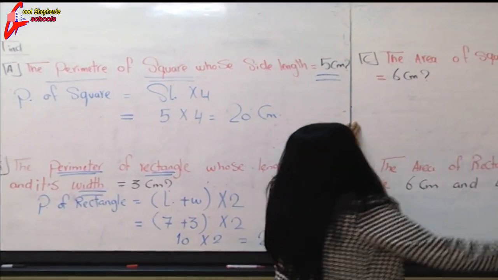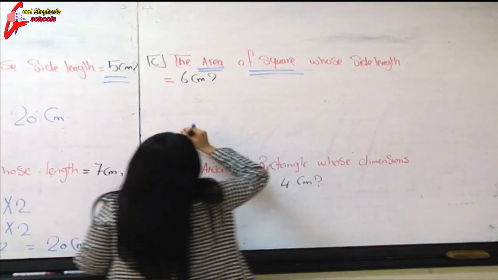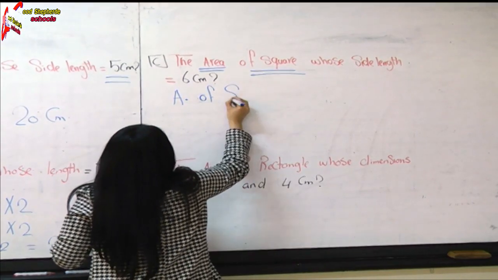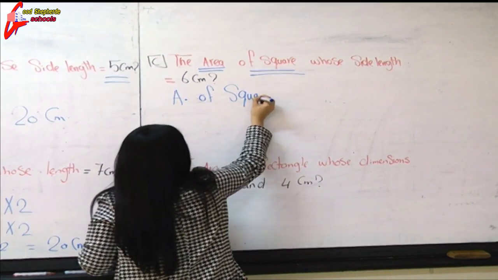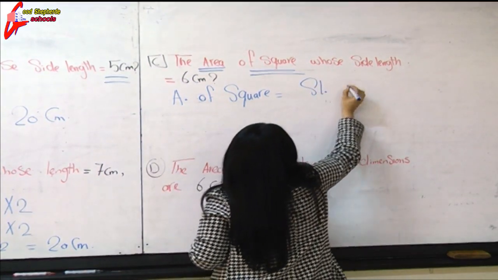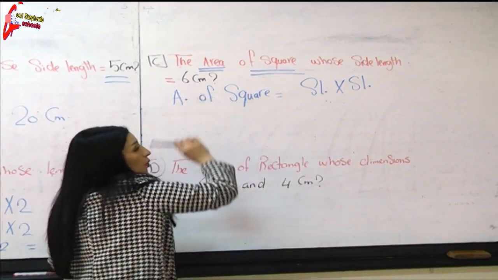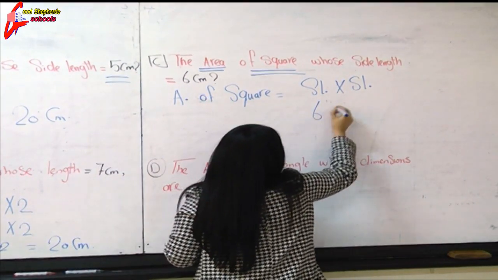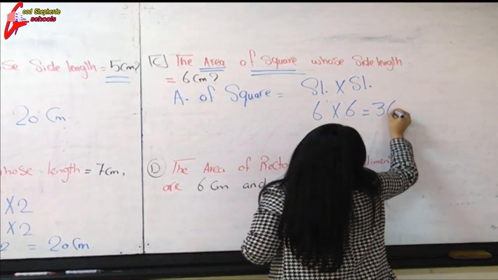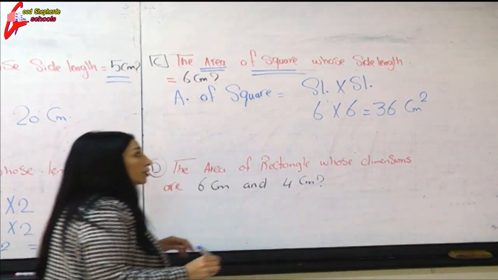Move to the area. When asked to find the area of a square, you must write the rule. Area of square equals side length times itself, side length times side length. Side length here equals 6 centimeters. 6 times 6 equals 36 centimeters square. Measuring units of area.